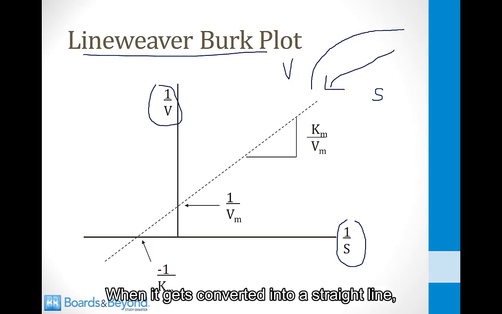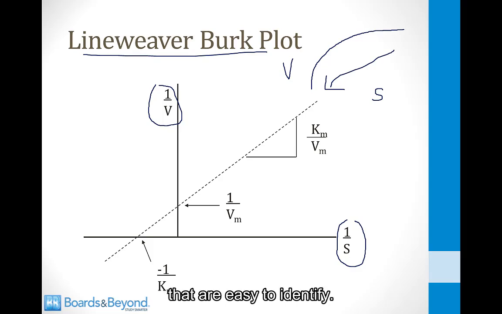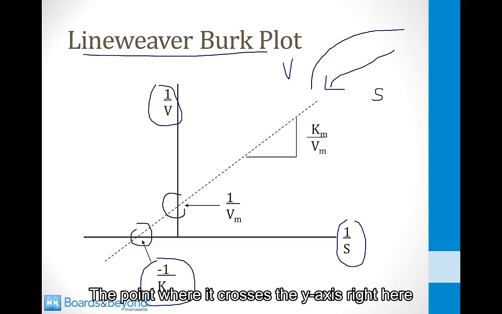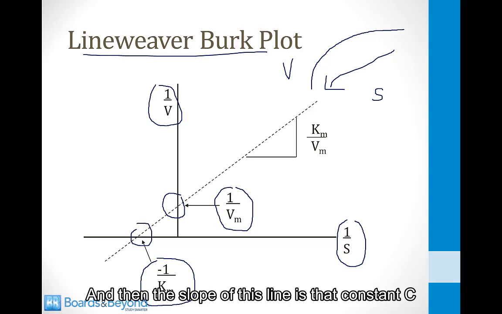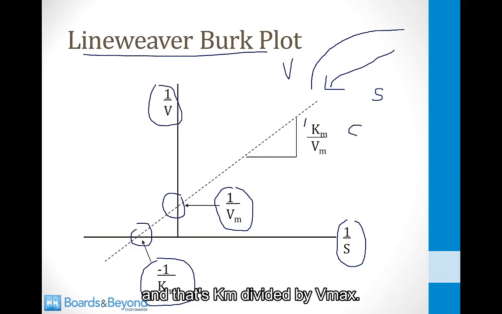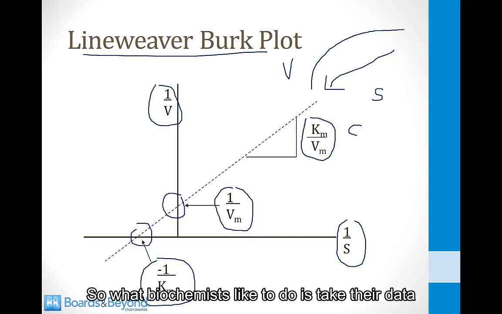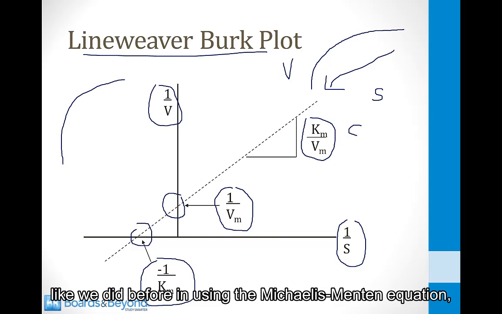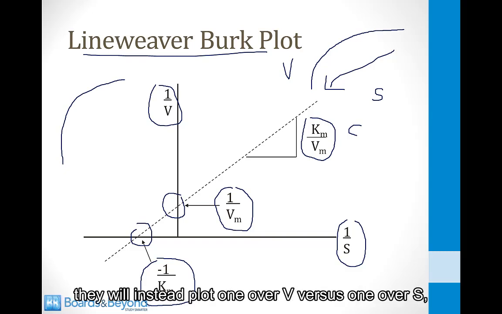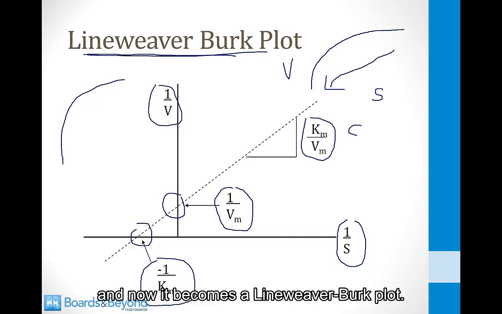When it gets converted into a straight line, there are some very important points that are easy to identify. The point where it crosses the x-axis, which is right here, is equal to minus 1 over Km. The point where it crosses the y-axis right here is equal to 1 over Vmax. And then the slope of this line is that constant C, which I drew on the last slide, and that's Km divided by Vmax. So what biochemists like to do is take their data, and instead of plotting it in that curved plot like we did before and using the Michaelis-Menten equation, they will instead plot 1 over V versus 1 over S, and now it becomes a Lineweaver-Burk plot.